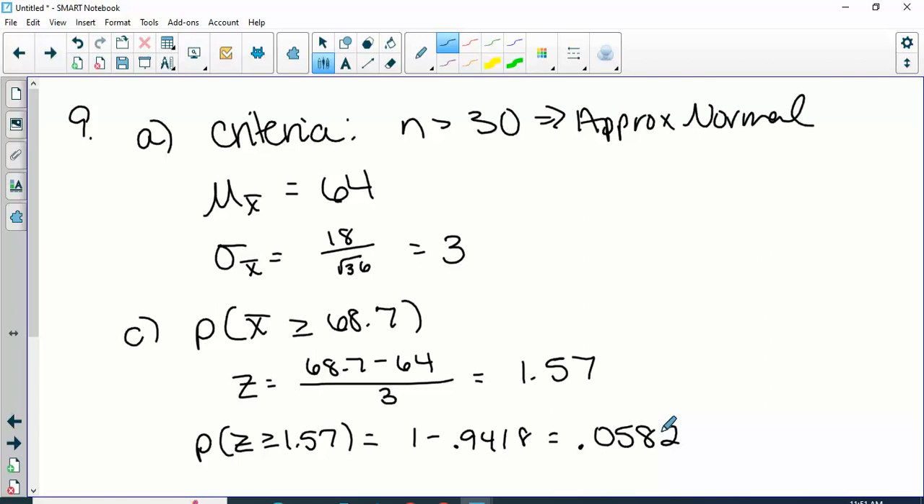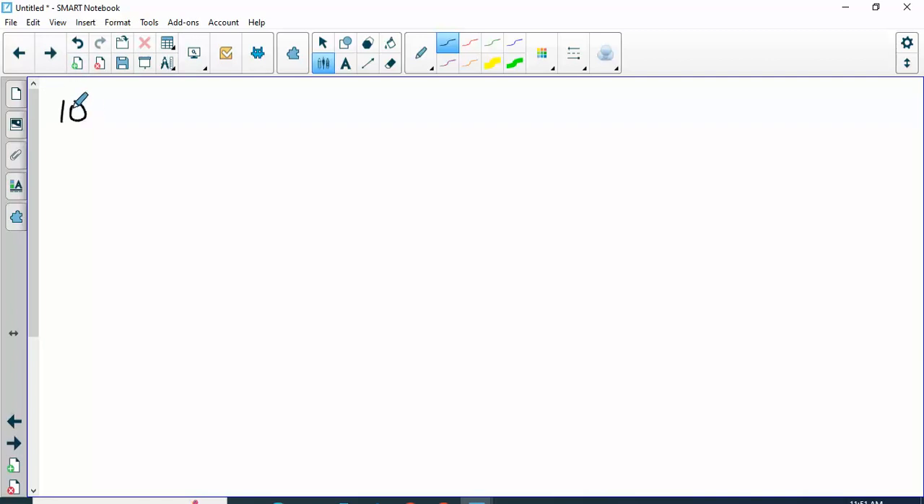Problem 10. Approximately 22.4% of adults are smokers. A random sample of 300 is obtained. Describe the sampling distribution of p hat. I knew that this was going to be a p hat before I even said that, because we have a sample. So we're either going to be dealing with x bars or p hats. And when I'm talking about a percent or a proportion, we know that's always p hat.